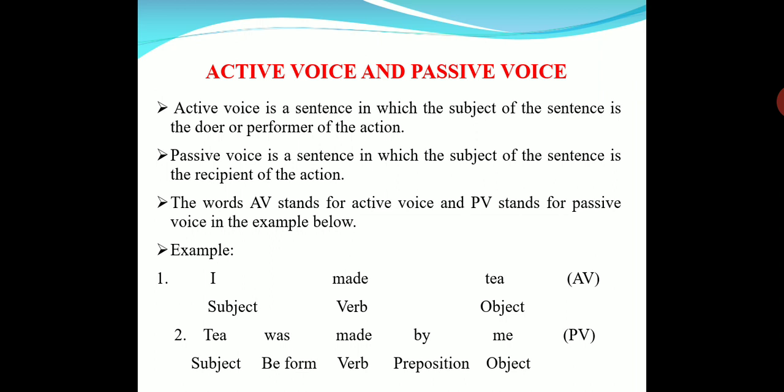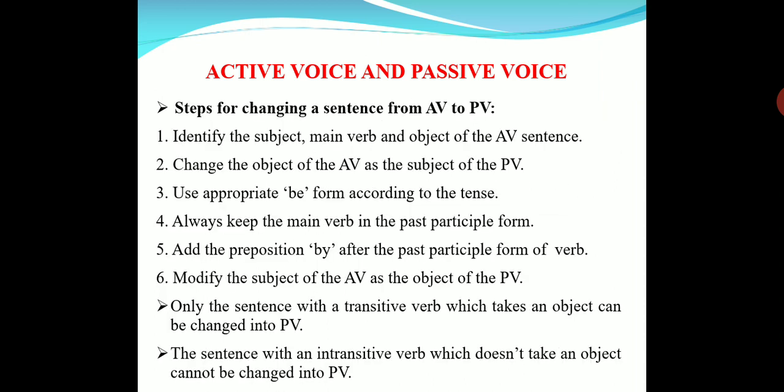And we have to add by. And after that, the subject becomes the object. I in the place of object becomes me. So tea was made by me in the passive voice. I made tea is the active voice. I is the active. Who is the doer? Who made tea? I made tea. Tea was made by me. Tea was made by somebody, me. So tea was the subject and it is passive. So it's called passive voice.